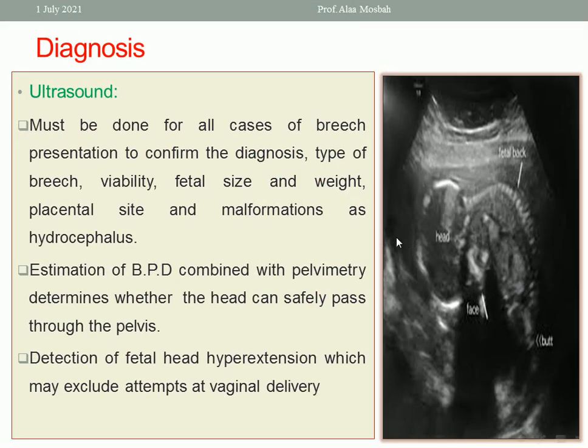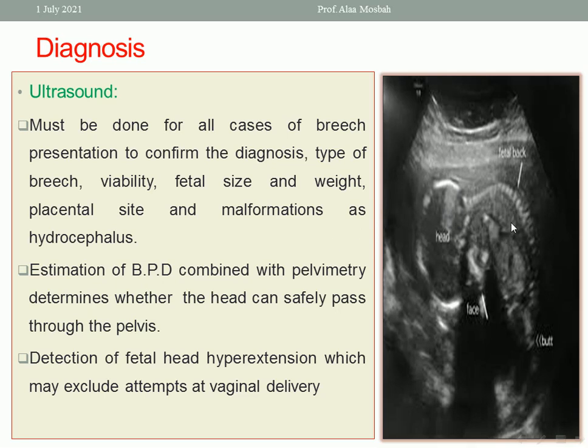Ultrasound, of course, as you see in the picture, confirms the diagnosis. We will see the head in the upper part of the uterus, while the buttocks is down in the lower uterine segment. So the baby is in longitudinal lie, but the buttocks is the lower pole and the head is the upper pole.